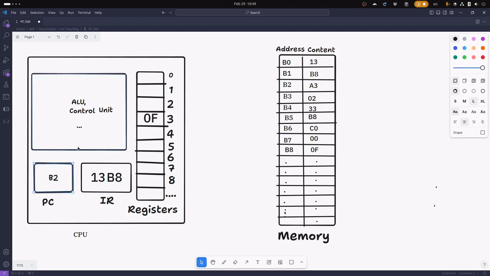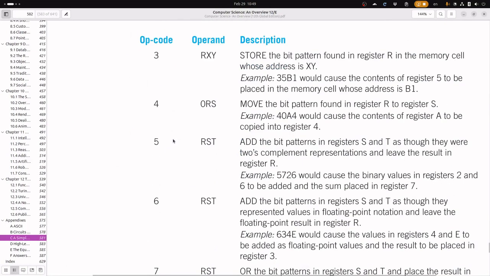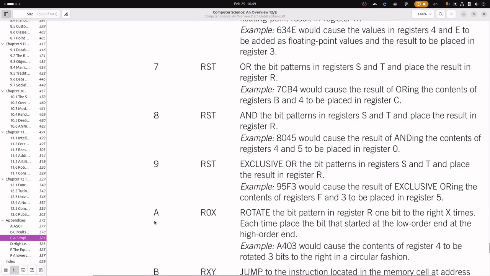Now we can see here B2, and go to B2 here, and see here we got A302, right? So this is now our instruction, and immediately we need to change the program counter again. So now it's B4, right? So B0, B2, B4. Okay, and this is our instruction. So what does this instruction say? Let's go here, check opcode A. Here we got opcode A, right?